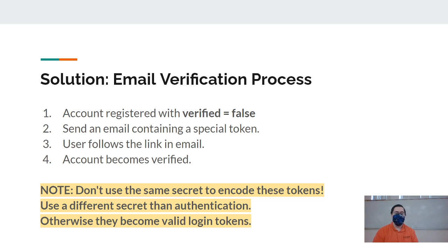The overarching thing: you want to make sure that when we create these tokens, we use a different secret than we use for authentication. The reason for that is if we use the same secret, now this token that we've just given them, they can use to log in. And that could be a problem, right? Because that's as opposed to using your username and password to log in. So make sure that you're using a different secret, and that way they can't just use it to log in to the thing.